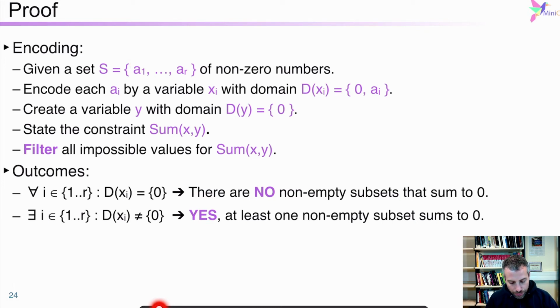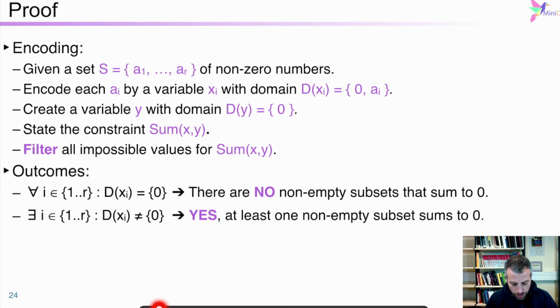For each value ai, I will create a variable xi with two values in its domain. It can take the value 0 or the value itself. For the variable y, the target of the sum constraint, I will create a domain with only 0, because that's the value that I want to reach with my subset sum problem. Then I post my sum constraint between the x variables and y, and I ask my domain-consistent filtering algorithm to filter all the infeasible values from the domains.